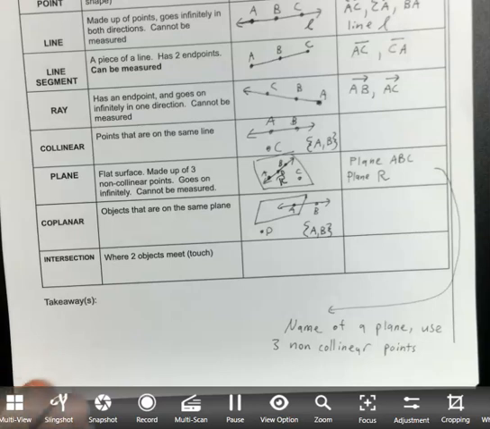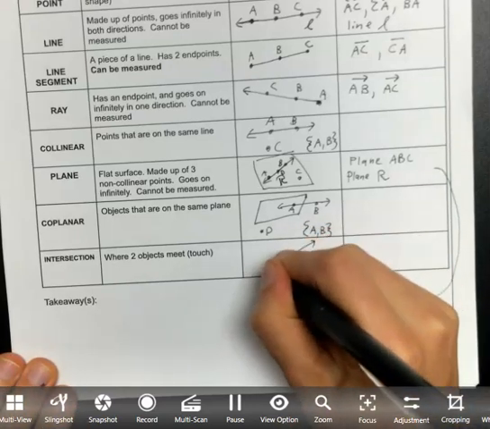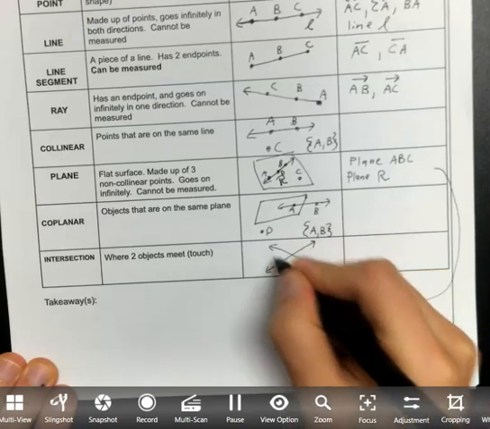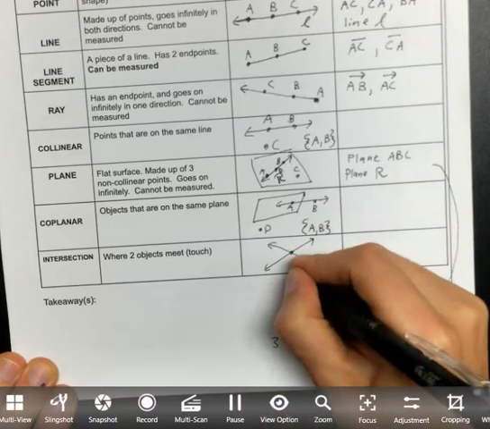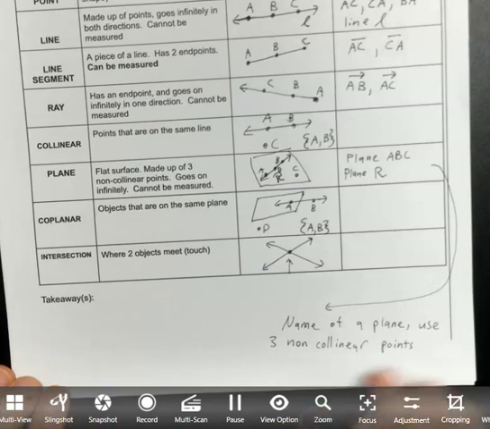All right, intersection: where 2 objects meet. So for example, I have 2 lines right here. Those 2 lines meet right here. This is my intersection.